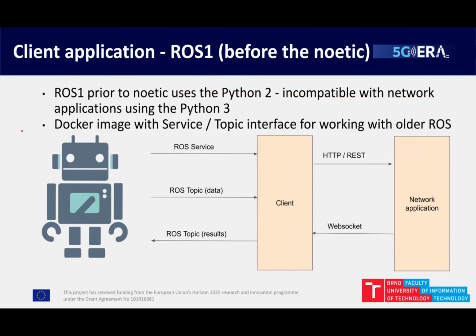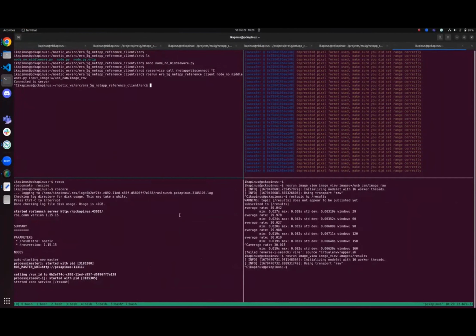Therefore, we have created a Docker image which has a service topic interface for working with all the ROS. This Docker image provides you with the ROS service to create a connection to the network application, and you can pass the image data using the ROS topic to the client, and it will translate them to the HTTP REST or WebSocket communication data channel and pass them to the network application, receive the results over the WebSocket, and pass the results to the ROS topic. So we can take a look at that.